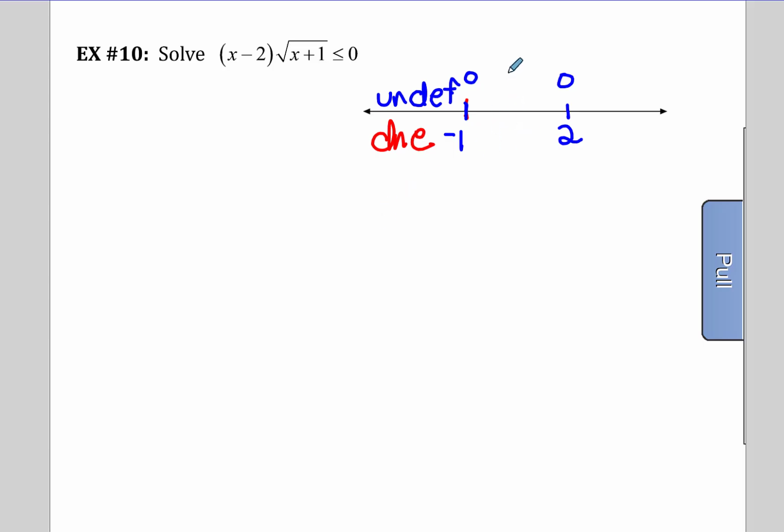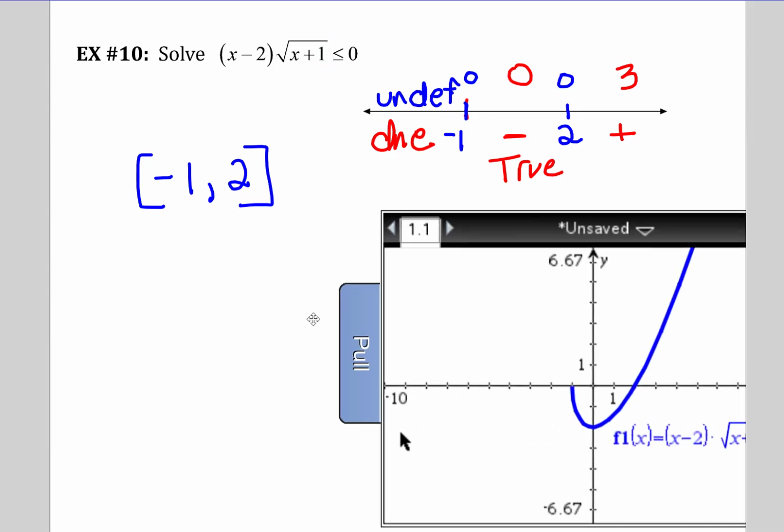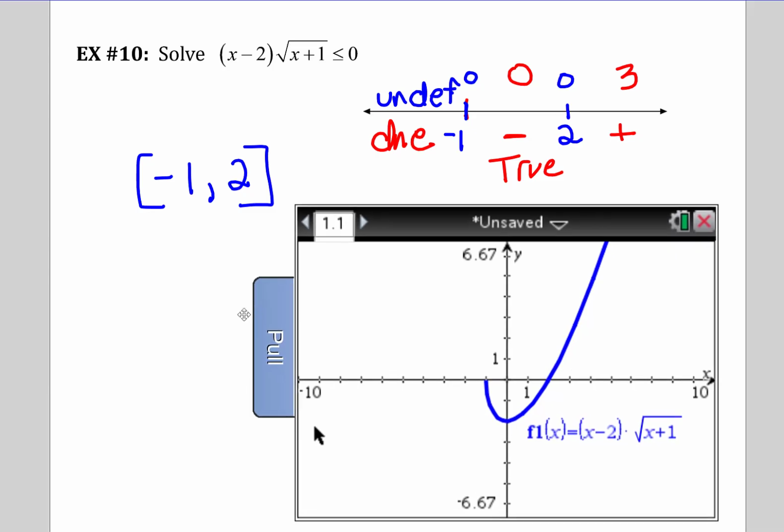In this section, if you substituted 0 in there, we would have a negative answer. And if you substituted a 3 into our inequality, we'd have a positive answer. And we wanted y's to be negative, so this is the segment that's true. The solution would be -1 to 2, including those because our inequality said less than or equal to 0. And there's a picture of that graph, so you can have a look at that.